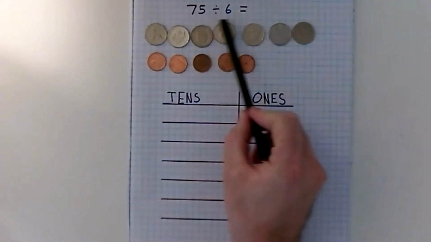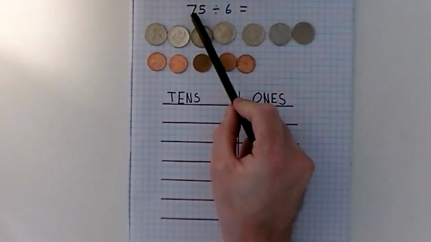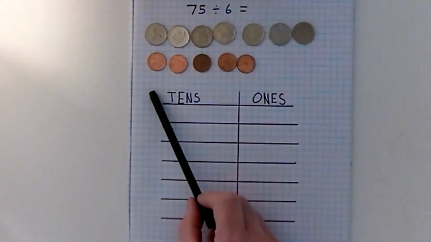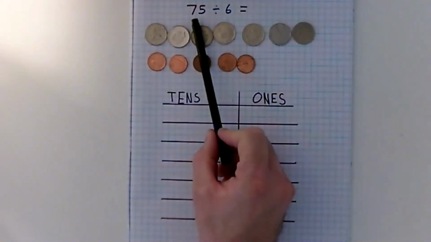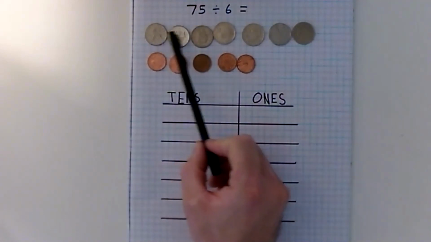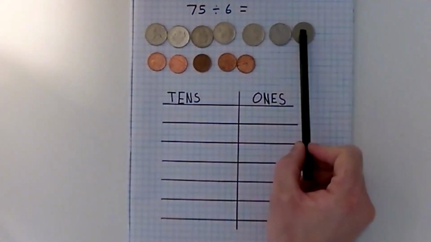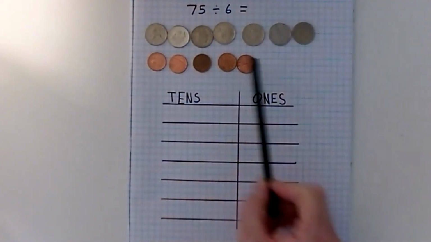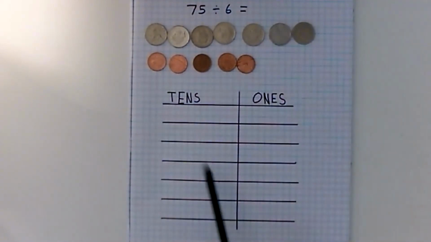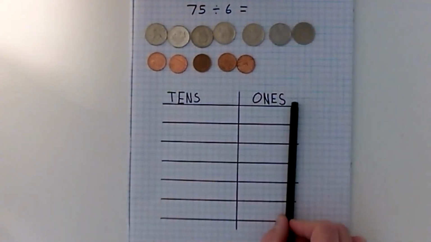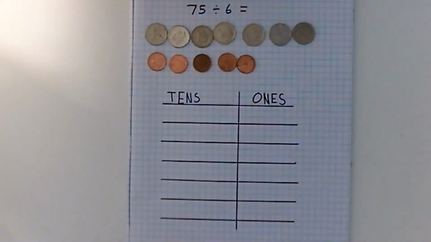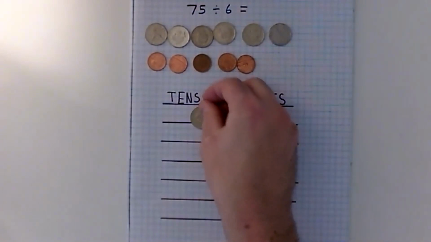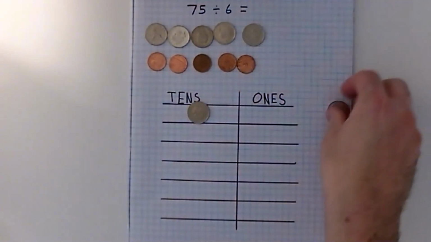Okay, I've set myself up. I've got my question written at the top here, so I remember what I'm doing. 75 divided by 6. I've gone and got myself some coins. So I've got 7 tens, 1, 2, 3, 4, 5, 6, 7, and 5 ones, 1, 2, 3, 4, 5. I've set my grid up, so I've got my tens here and my ones here. First thing I'm going to need to do, starting with my tens, I'm going to put 1 ten into each row.